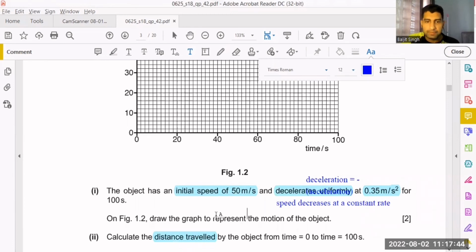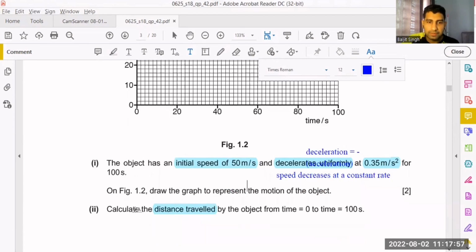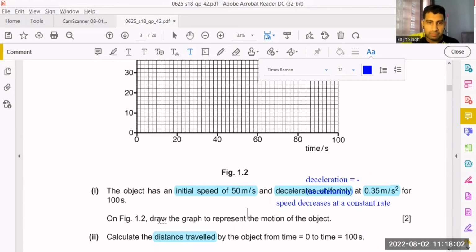All right. So why I'm stressing on this is because when it comes to calculation, the value for the acceleration must be put as a negative value if a calculation is required. Okay, so let's see now what the question wants us to do. On figure 1.2, draw the graph to represent the motion.